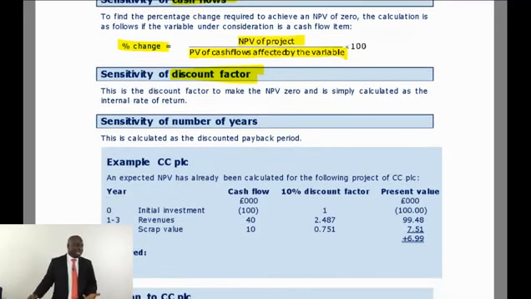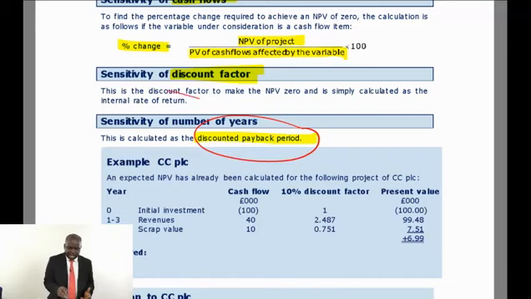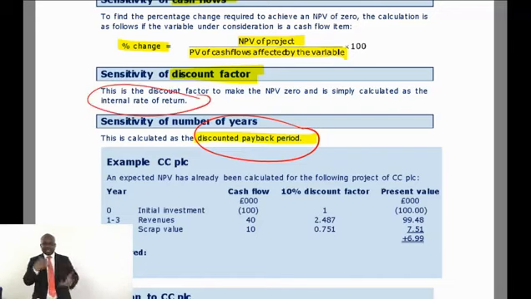Calculate the number of years that will let the project break even is the same as discounted payback period, which we know how to calculate. So we are not showing you how to calculate discounted payback again, or how to calculate the internal rate of return. We know that already. So it's only the cash flow bit that we are doing next.